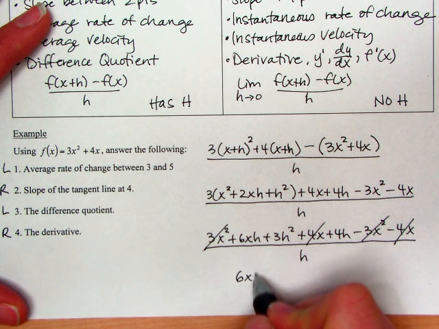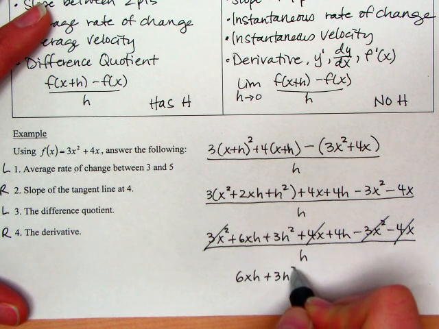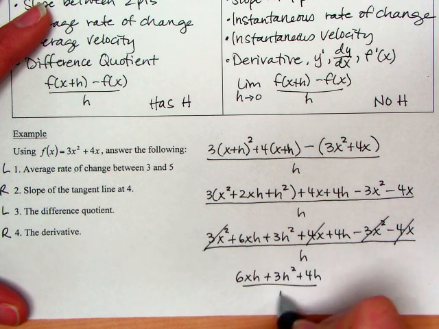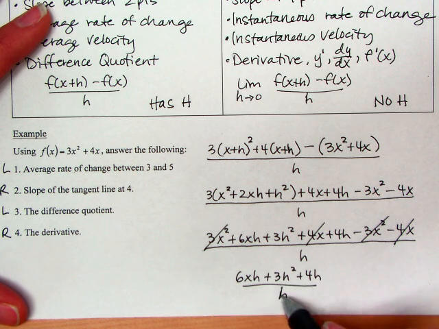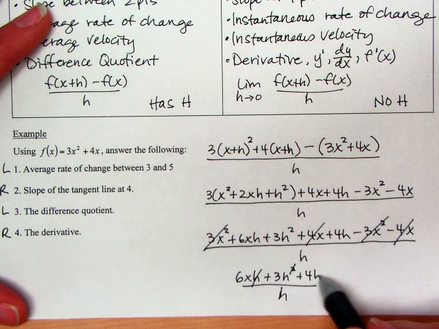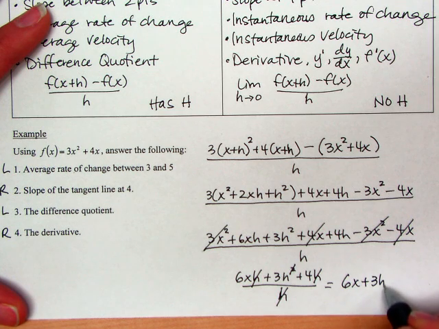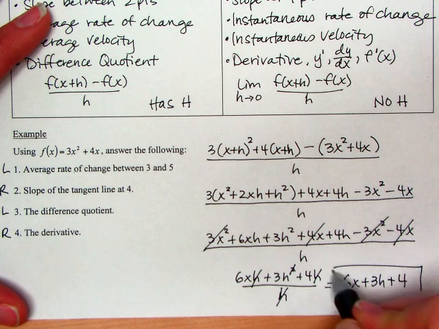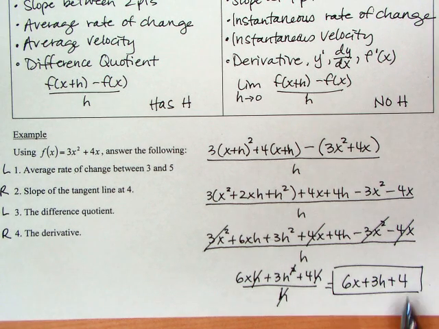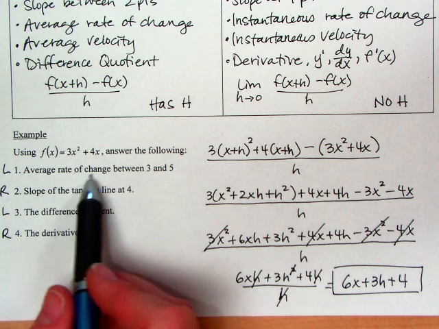So we have 6xh plus 3h squared plus 4h, all over h. Now they've all got h in common, so I can take an h out of each, and I'm left with 6x plus 3h plus 4. So just like on the front of our notes page here, we wanted this formula so that we could start to plug in x values, and then we could plug in the h, which is the space from one to the other. So number one says average rate of change between 3 and 5.